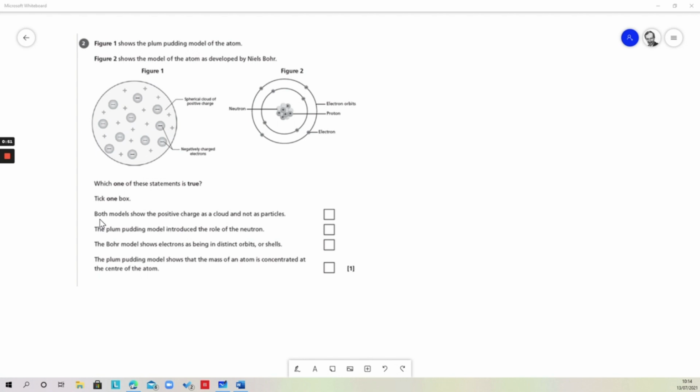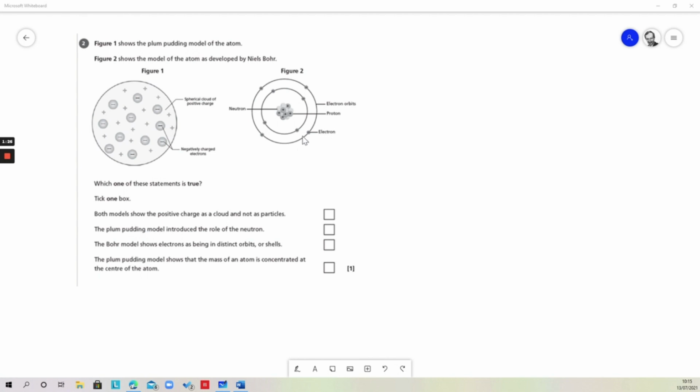So the first statement says that both models show the positive charge as a cloud and not as particles. Now that's clearly not the case, because the second model there quite clearly shows the positive charge as being located in protons, and the protons being particles there. So we know that the first statement is not true. The second statement says that the plum pudding model, that's this one here on the left, introduced the role of the neutron. There are no neutrons in this diagram here, so clearly that one isn't true either.